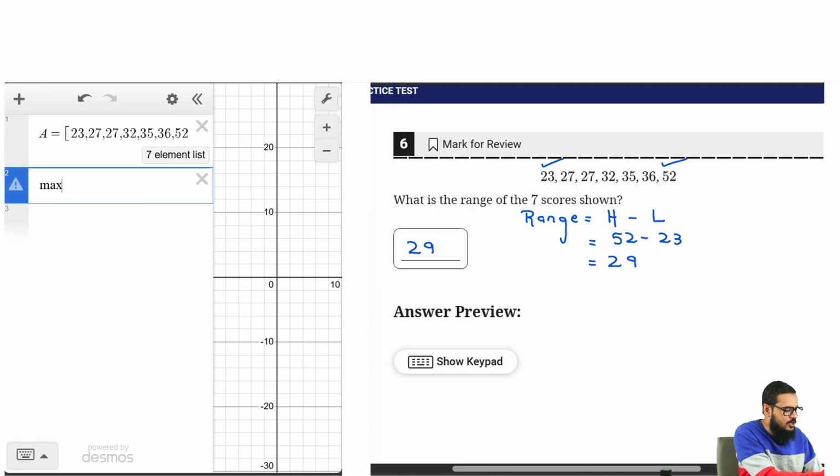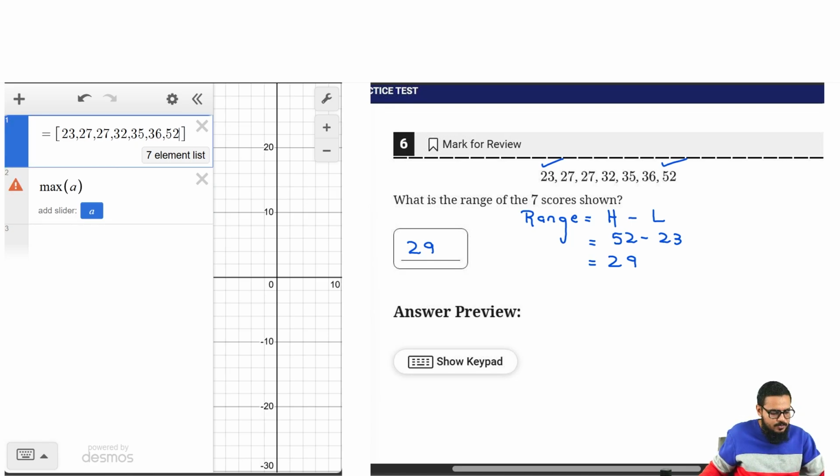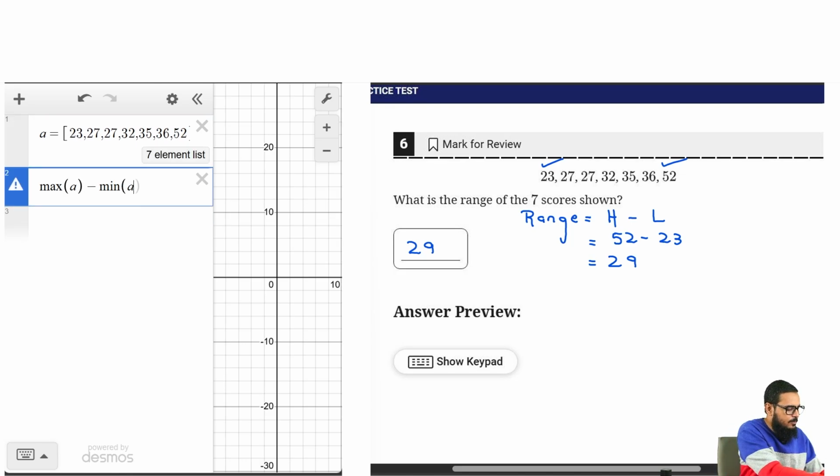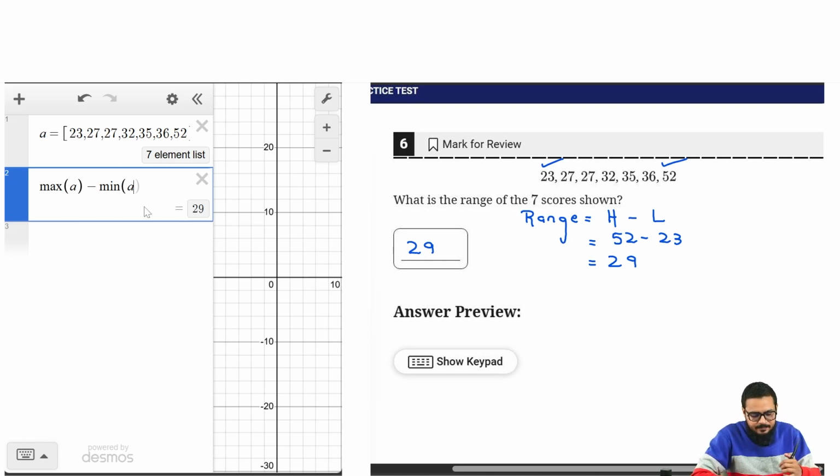So I can write max of A and then minus, I'm going to use capital A, or you can just put small a over here. So max A, or you can use capital A for both functions, max A minus min A. So I'm going to type minimum A. So that's my range right at the bottom of the screen. That's 29 through the Desmos approach as well.